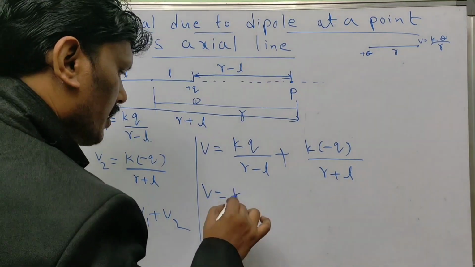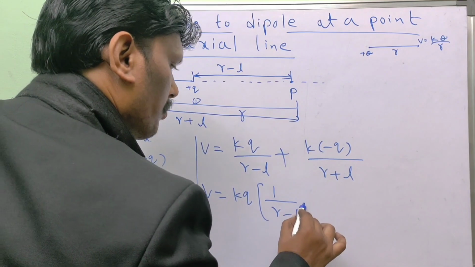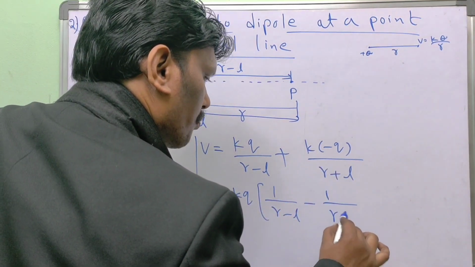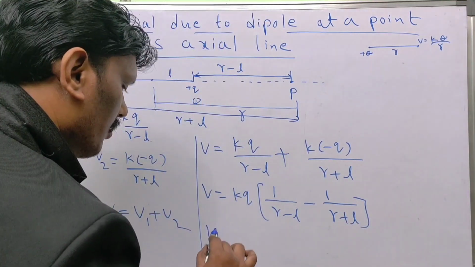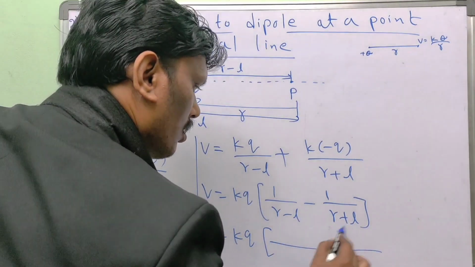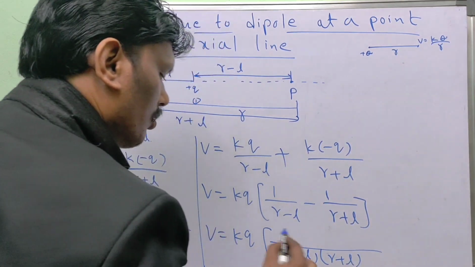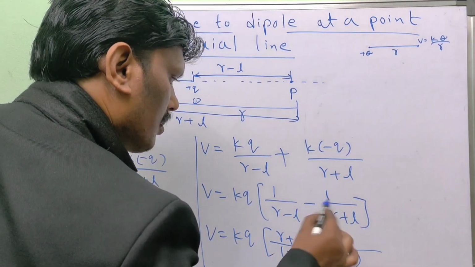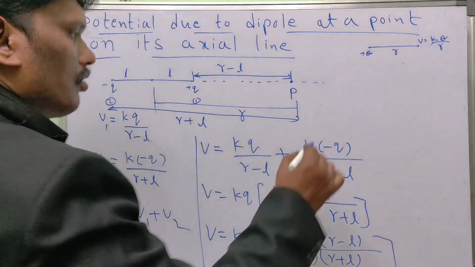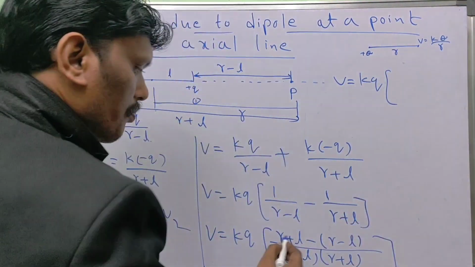So I'm going to take KQ common. Then what remains here is 1 by R minus L, and minus KQ I took as common, then 1 upon R plus L remains. Now V is equal to K times Q. So the LCM is R minus L into R plus L. Now here, R plus L minus R minus L. So V is equal to KQ into R plus L.